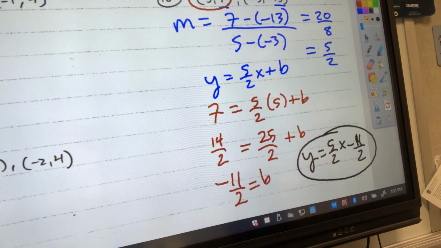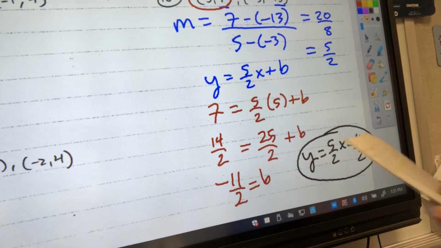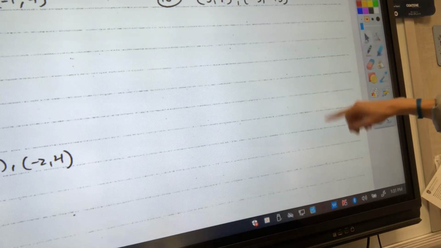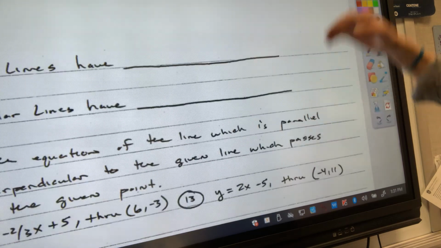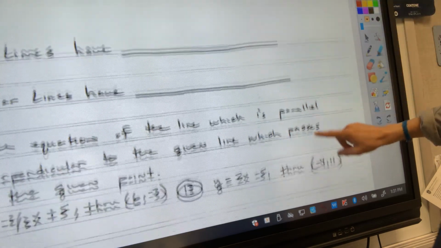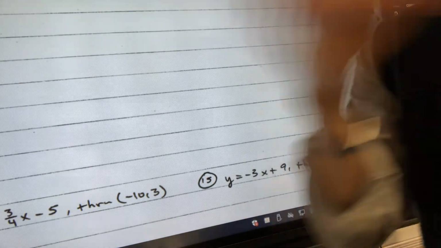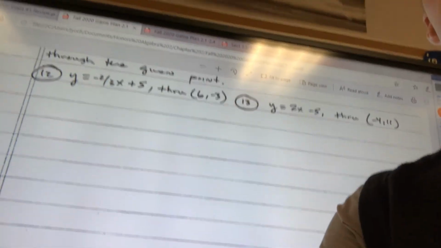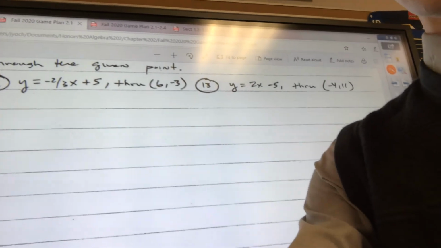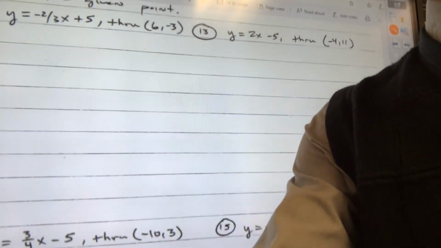All right, that is page 18. Let's go look at page 19. You know that parallel lines have the same slope, equal slope. Perpendicular lines have opposite reciprocal slope. If you missed class, that's what you missed. Write that down. This is what we'll be finishing.